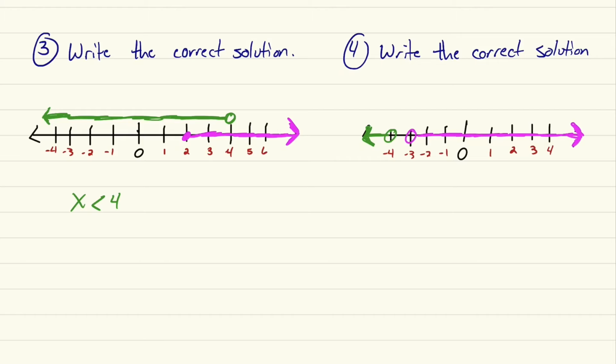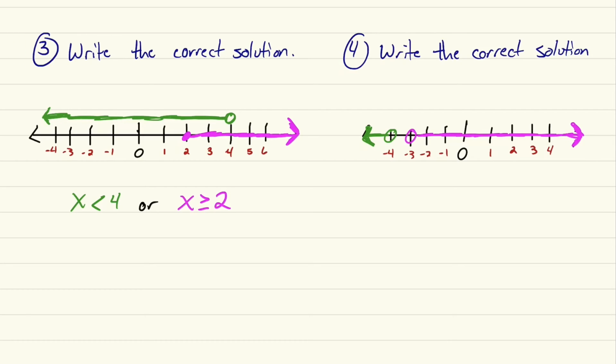When I switch over to the pink inequality, I notice I have a closed dot on the number 2. And we're shading to the right, so that's going to be x is greater than or equal to positive 2. Again, it's greater than because we're shading to the right. It's equal to because we have that closed dot. And now, since I have both of those inequalities written out, the way that we express our answer is just by throwing the word or in between. So the correct solution there is x is less than 4 or x is greater than or equal to 2. And that's the correct way to write that solution.